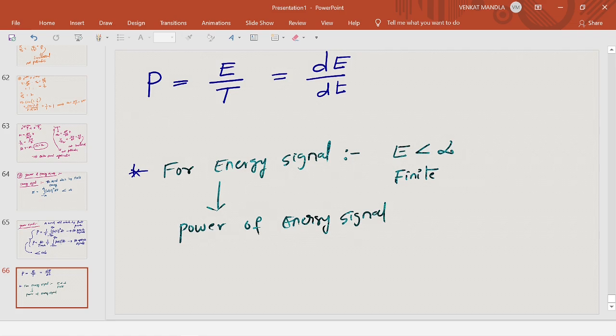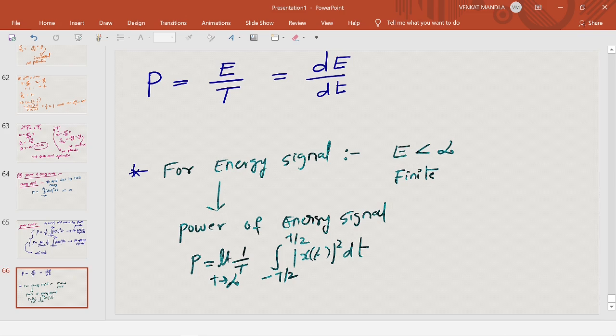Okay. Power of energy signal. I want to calculate this one. I'm interested in this. Let us say how to calculate power: power equals 1 by T integral from minus T by 2 to plus T by 2, limit T tends to infinity, magnitude of x of t whole square dt.